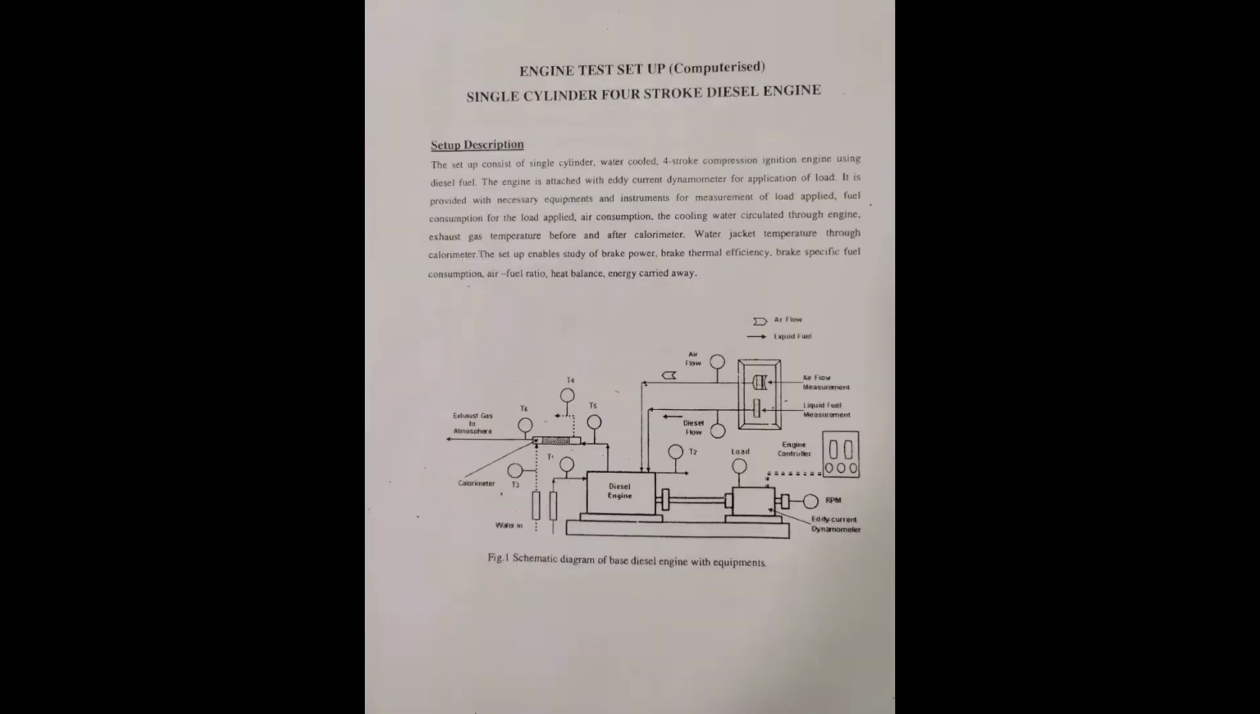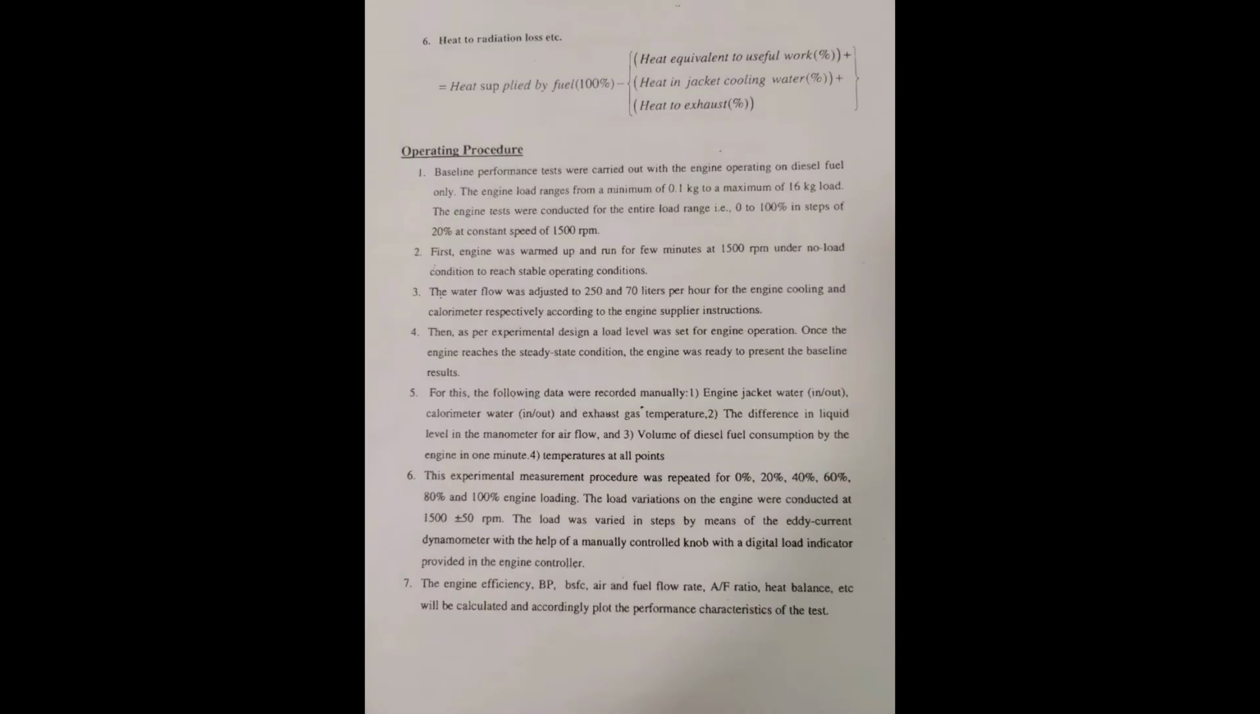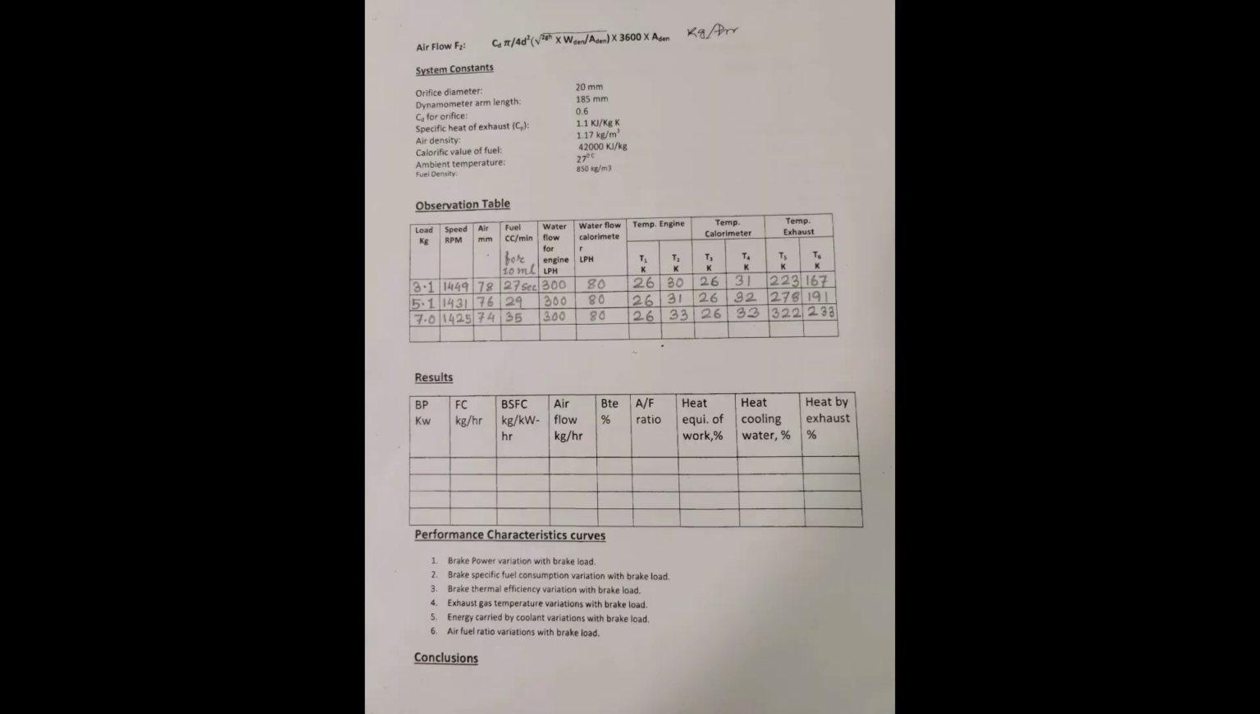So this is the manual. You go through this manual. All the important data are available in this manual, and observation readings are also available in the observation table. You see all the details and find out the result using these formulas, and ultimately you have to do the characteristic curve analysis. Thank you.